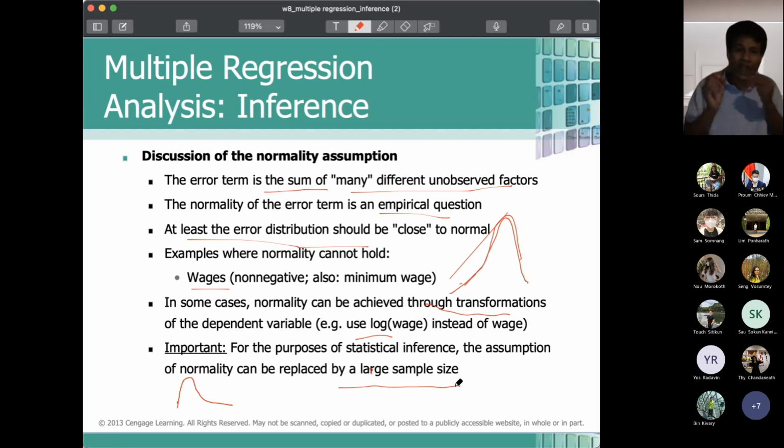That is why if you read any good economic paper, they always use a large sample size. If they use a large sample size, the problem that they may face is only omitted variable bias, only endogeneity, because there is no problem with multicollinearity and no problem with the normality assumption.